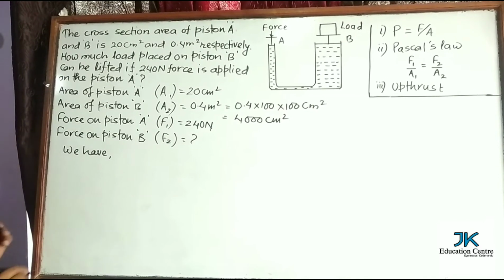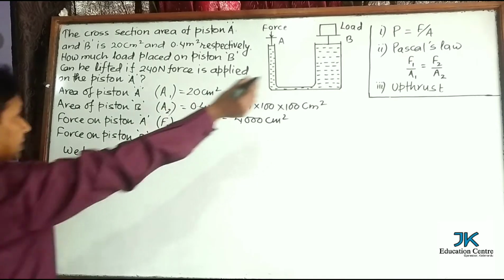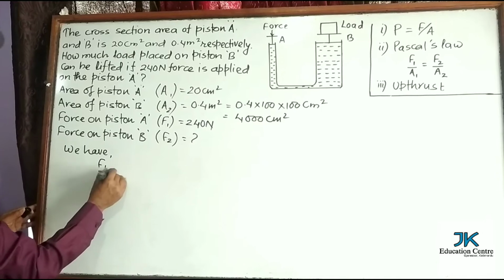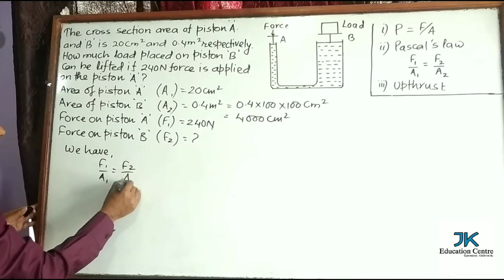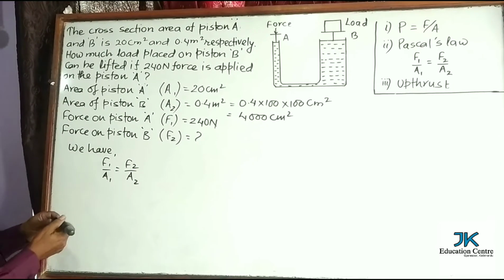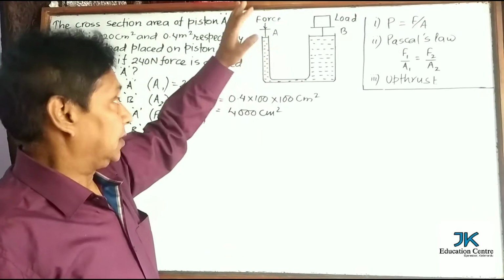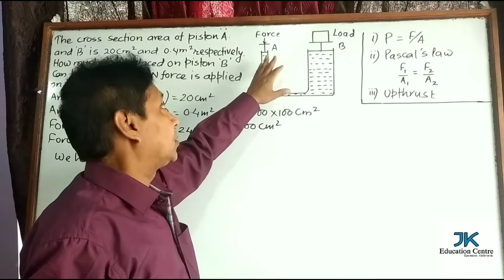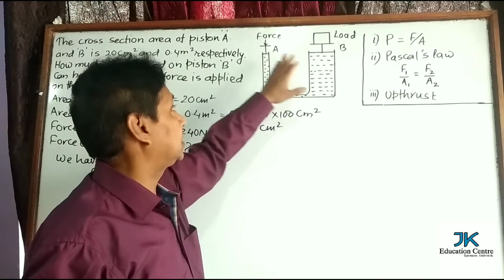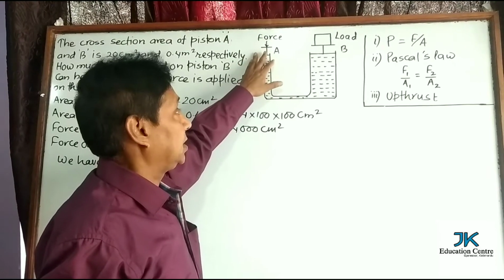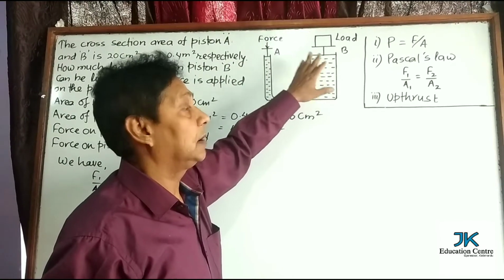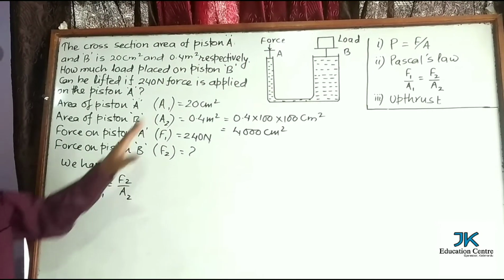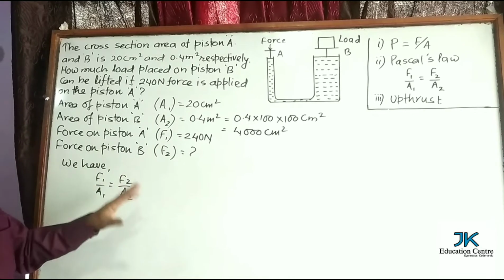This is the question mark. Now the formula is very easy. It is written over there also. We have F1 by A1 is equal to F2 by A2. How did this formula come? We all know it uses Pascal's law. According to Pascal's law, if pressure is exerted at any point in a confined liquid, it is transmitted equally in all directions. The pressure on piston A is transmitted to piston B. That's why pressure on piston A, F1 by A1, is equal to pressure on piston B, F2 by A2. We are using Pascal's law.